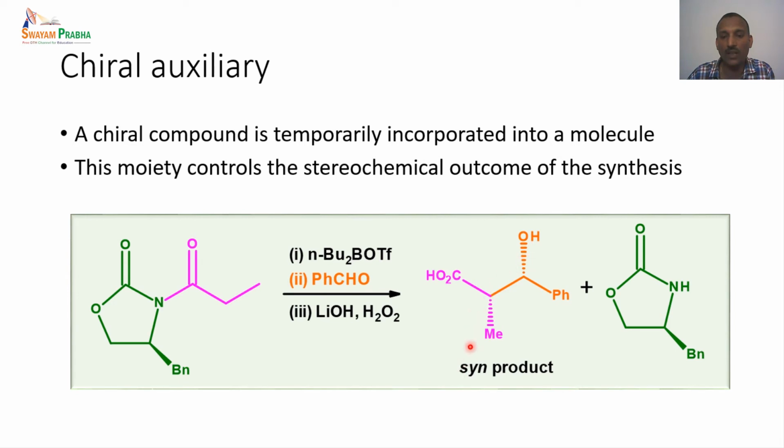And the product we get is basically the syn product, because the reaction occurs at this carbon, which is alpha to the carboxylic acid. So this is the carboxylic acid which was converted to the amide using the chiral auxiliary. So this is the carbon where the reaction actually proceeds. So this is the place where the benzaldehyde unit is attached. After the reaction is over, this amide unit is broken down by lithium hydroxide. That is a mild basic hydrolysis, which leads to the removal of this particular group, and then we end up with the syn product. So this is how chiral auxiliaries are employed in organic synthesis.